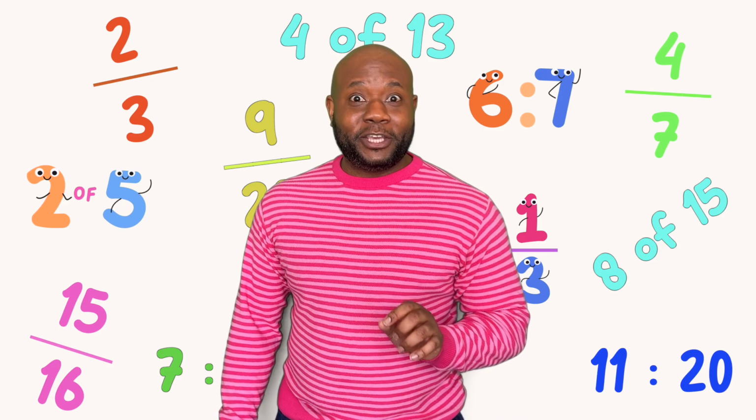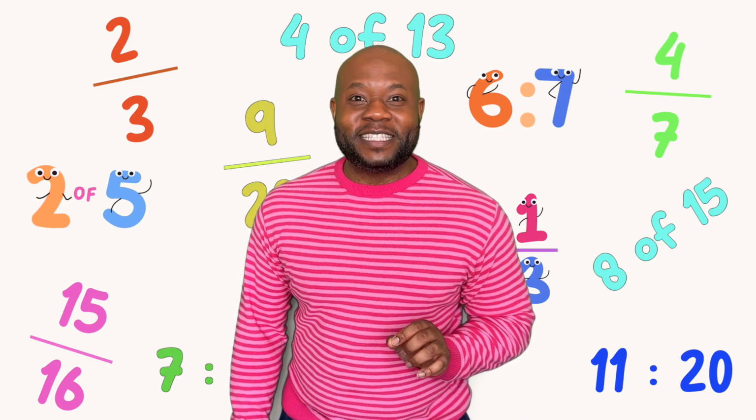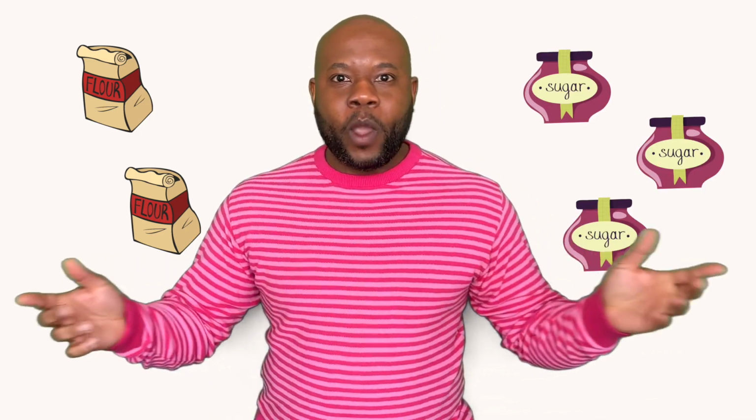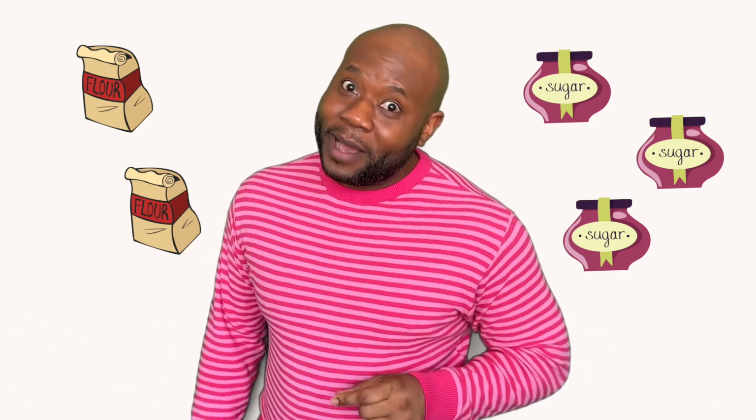My mom actually uses them when she makes her famous 7-Up pound cake. Oh, it's so good. So I'm gonna tell you a little secret. Her recipe is 2 cups of flour to 3 cups of sugar. With that information, we can make a ratio. And later on, we could probably make a cake.